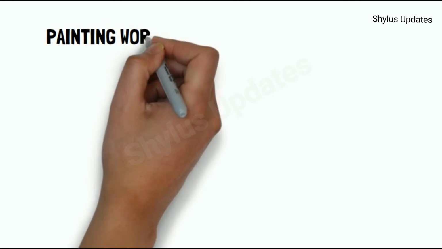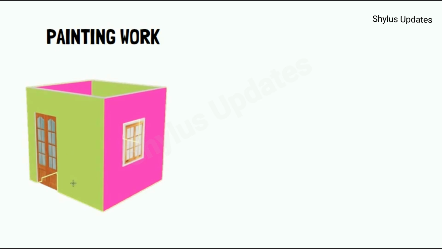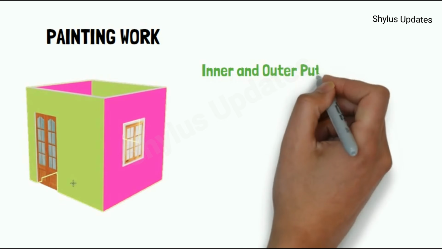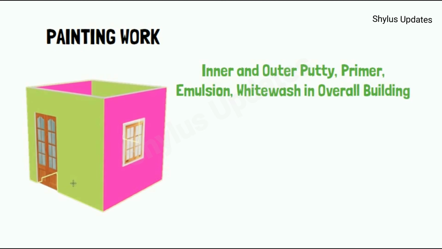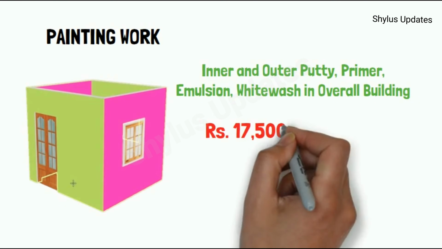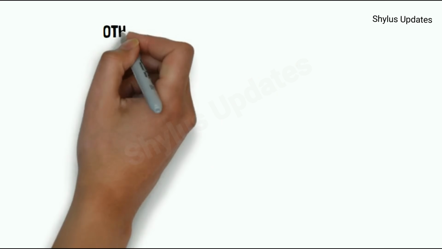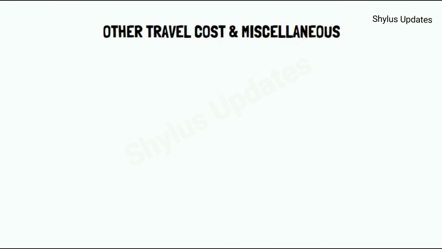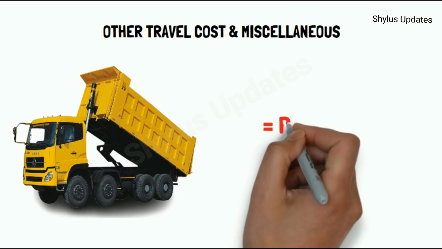Painting work cost, which includes inner and outer putty, primer, emulsion, whitewash in the overall building. For that, the material cost is rupees 17,500. For a 175 square feet house, other transport and miscellaneous cost would be rupees 6,000.